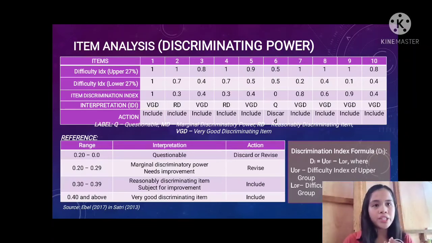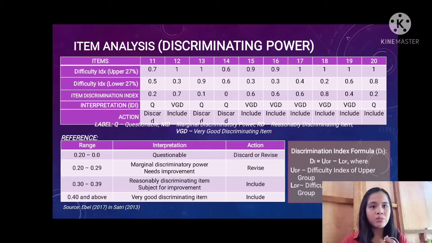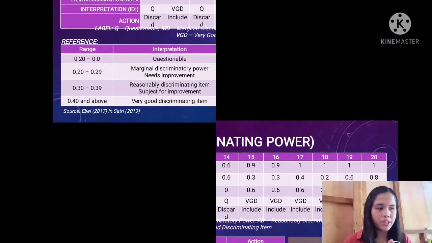Items 2 and 4 are reasonably discriminating items, and items 3, 5, 7, 8, 9, and 10 are very good discriminating items which is to be included. For items 11 to 20, 4 items has questionable discriminating power which is to be revised or discarded, and 6 items are very good discriminating power which is to be included.